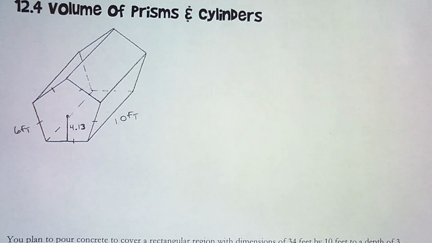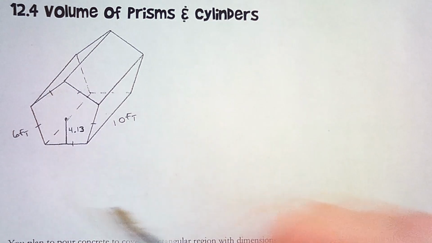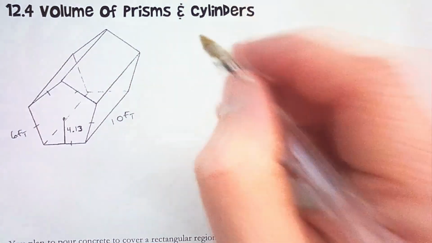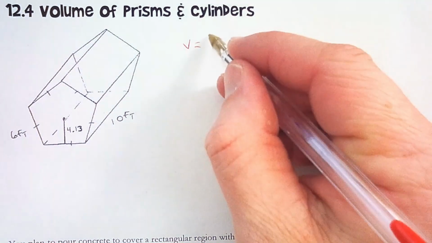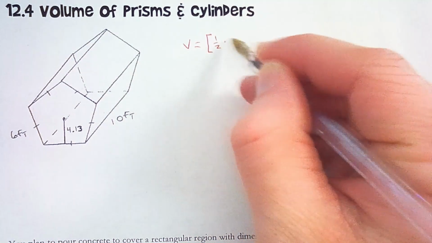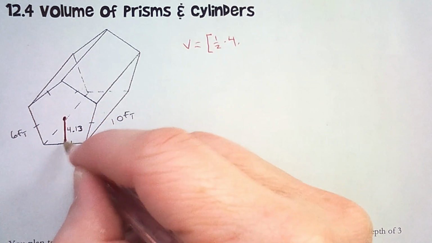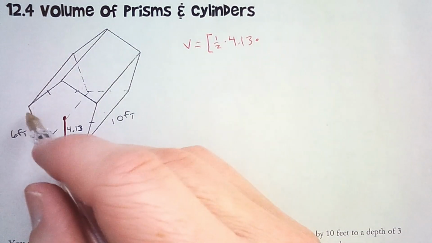Next, I have another prism that's got something on it that is not rectangular. I've got a pentagon here, so I've got a pentagonal prism. For this pentagonal prism, I need the area of the base. For the area of a pentagon, I use the formula for the regular polygon, which is 1/2 times apothem times perimeter. So for the area of the base, half times the apothem, which is right here, from the center to a side. That's 4.13. Times the perimeter.